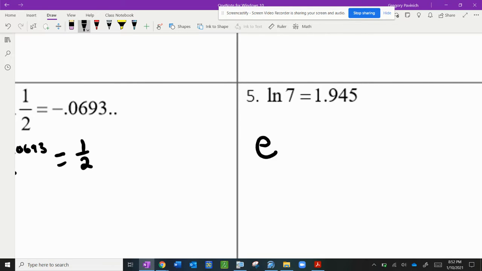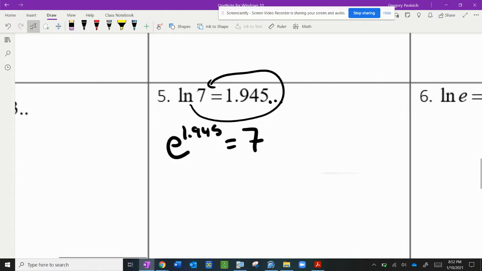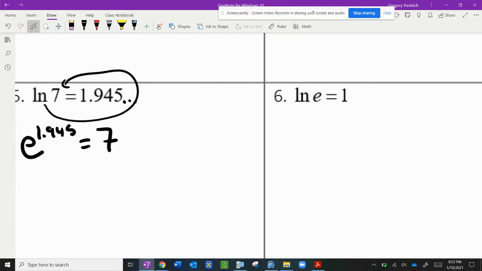So e raised to 1.4945 is equal to 7. That probably should go forever. And then here's one: e to the 1 is equal to e. So we know that this is just equal to a one-to-one property.